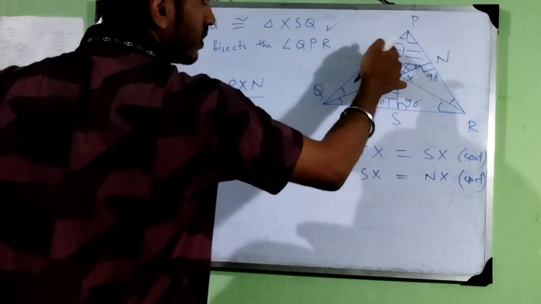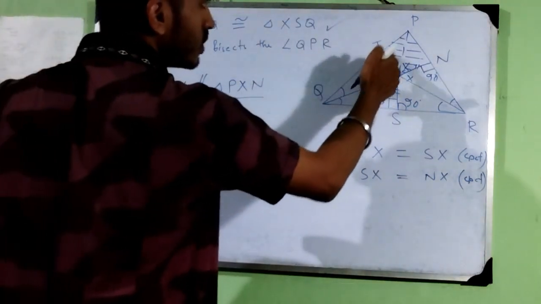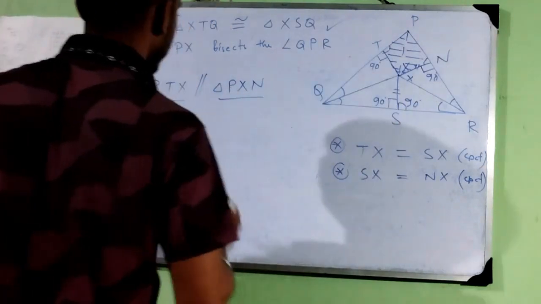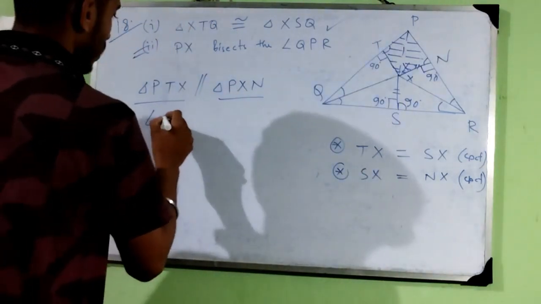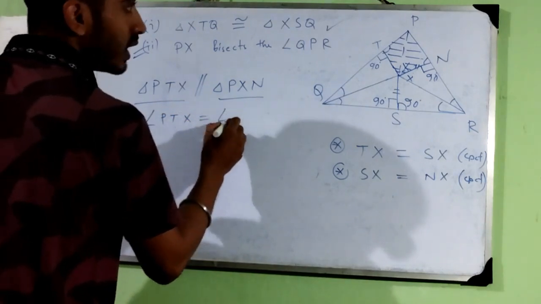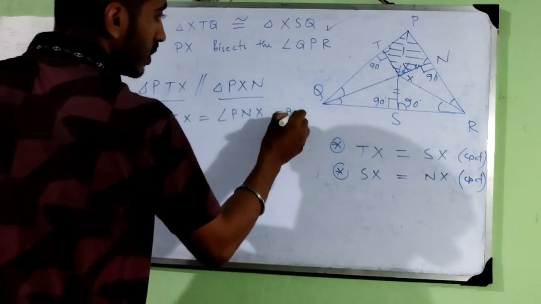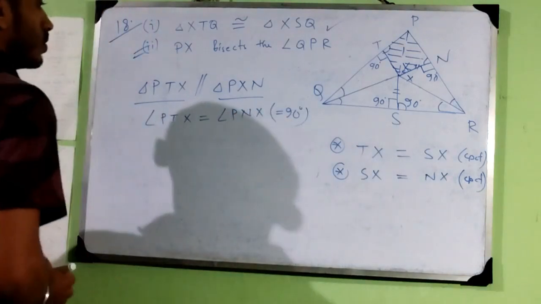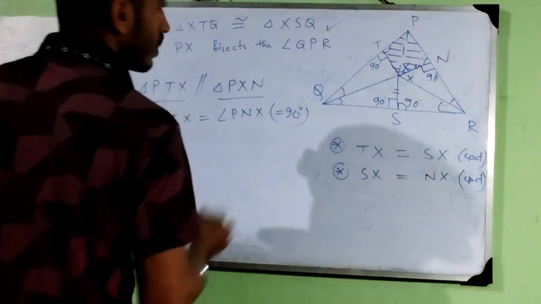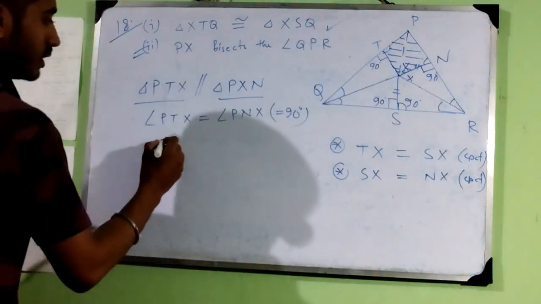This is 90 degree. Both the angles are 90 degree. Because it is 90 degree, so this is a 90, and this is 90 degree, so the rest of that is 90 degree. So angle PTX equal to angle PNX equal to 90 degree, okay? No problem, first one.